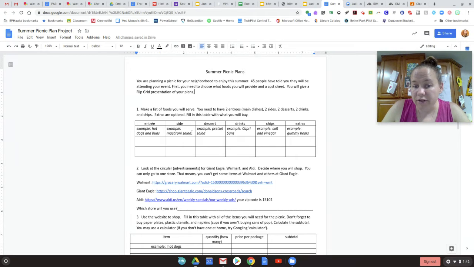My side is going to be macaroni salad. My dessert is going to be pretzel salad. Have you ever had pretzel salad? Oh my goodness, it's amazing. If you haven't, put it on your summer bucket list to make. It's kind of annoying to make. It takes some time, but my grandma used to make it for me all the time, and so now I make it for every family function we go to. It is amazing. Give it a try.